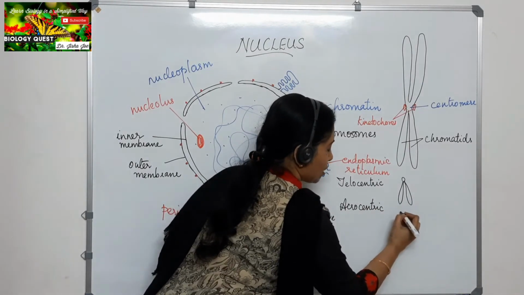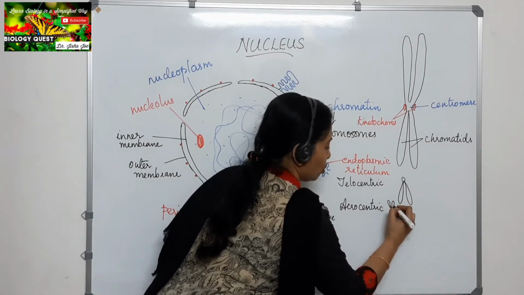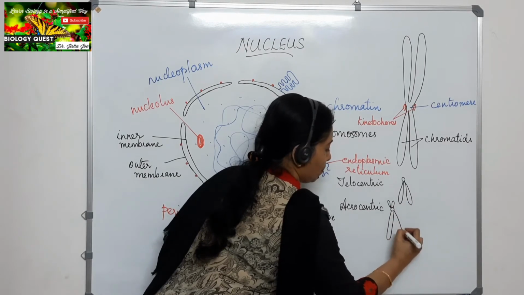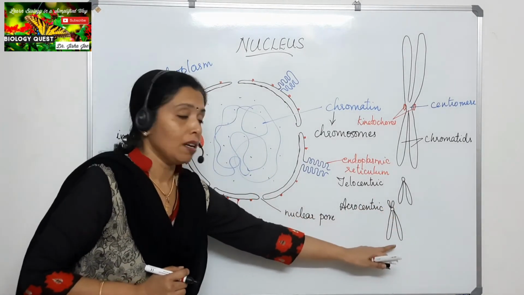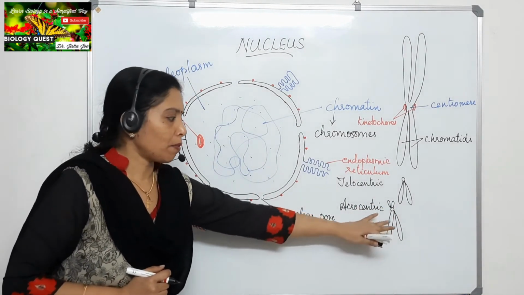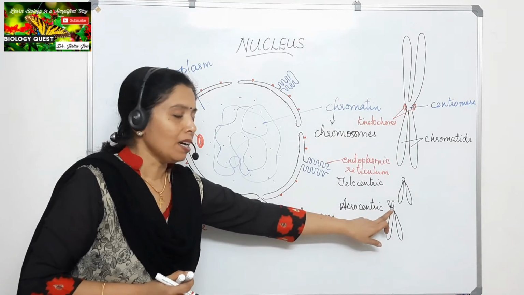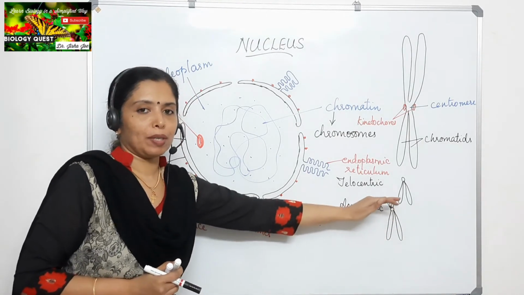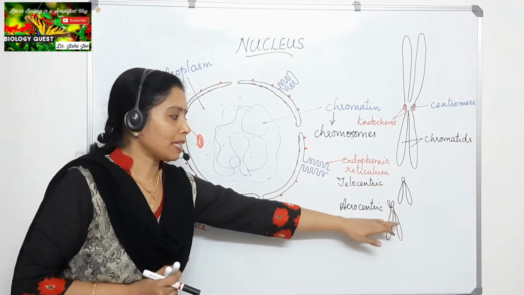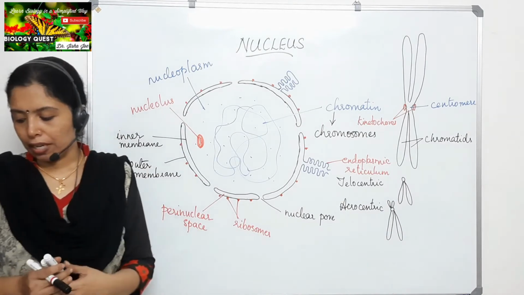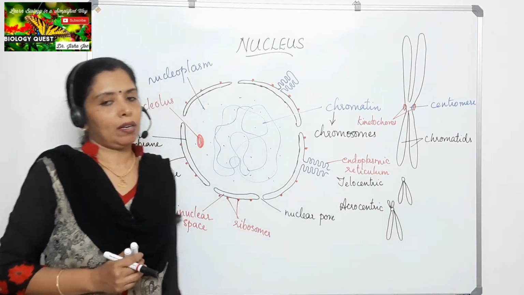Here the centromere is more towards the end, but not exactly at the end. It is more towards the end, so there will be extremely short arms and very long arms. Such a type of chromosome is said to be acrocentric. Here the centromere is situated more towards the end of the chromosome. It is not exactly at the end as you see here, but more towards the end of the chromosome, so as to produce very short arms and very long arms.